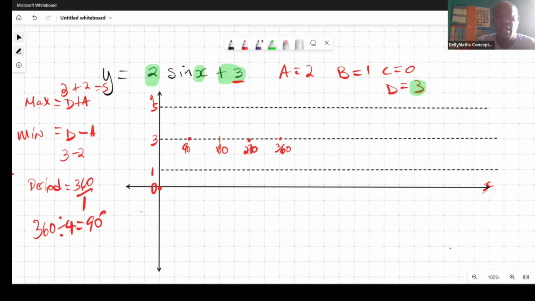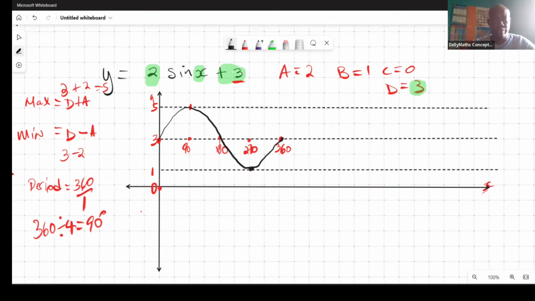But remember, though, that it's positive, so I'm still going to be starting on the y-axis. I'll be at maximum at 90, back at 0 at 180, at minimum at 270, and then at 360 I'll finish. Here is my graph, like that. Right? So we want to understand that the movements of the graph are simply understanding: did we shift upward? Did we shift to the left or to the right?